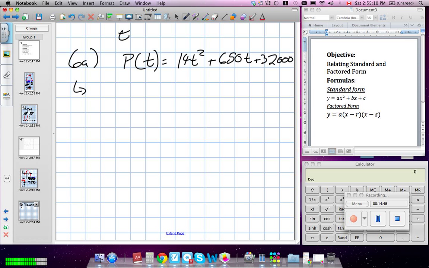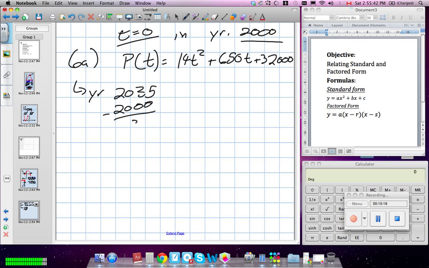Now, what would my value of t be then in 2035? Close. T is 0 in the year 2000, so essentially we're looking at the difference between 2000 and 2035. Yeah, that's right. One way you could solve it is by just subtracting the two. So our t is 35, so we do P at 35 is equal to 14 times 35 squared plus 650 times 35 plus 32,000. Does that make sense? Yep.